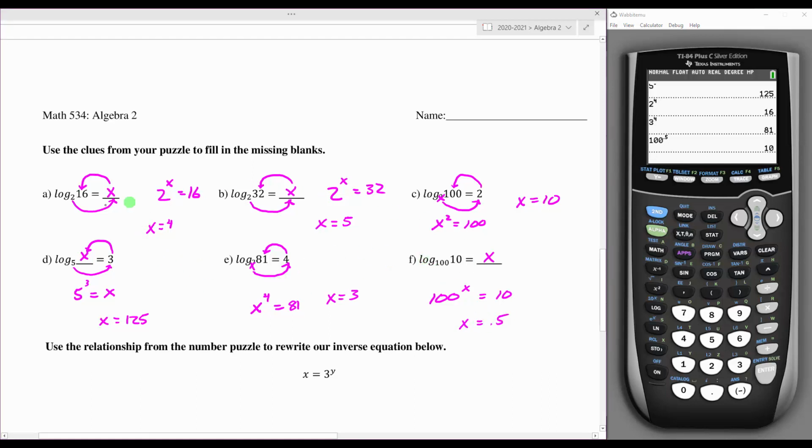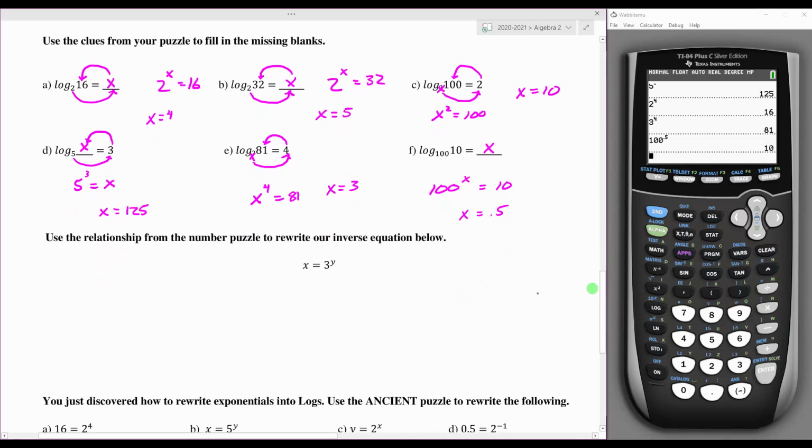Okay, so that's a quick crash course in using logarithms to find missing pieces of the puzzle by going back and forth between the two forms. So let's use that relationship on our inverse equation that we wrote before. Remember, we did the x-y switch. Now I want to take this and write it as a logarithm and see what happens here.